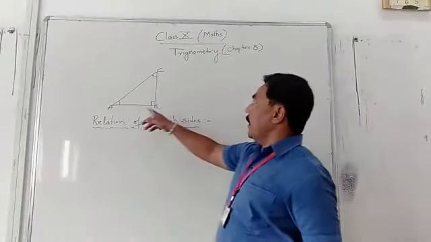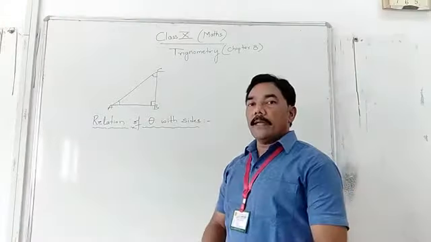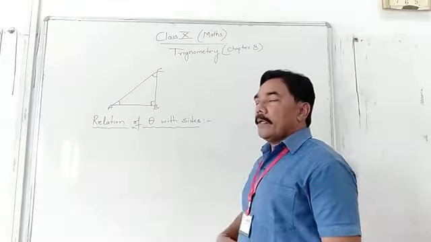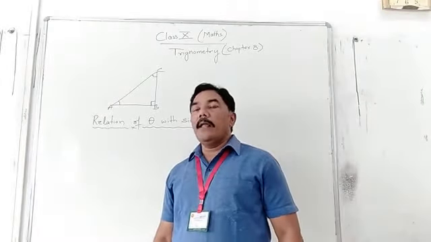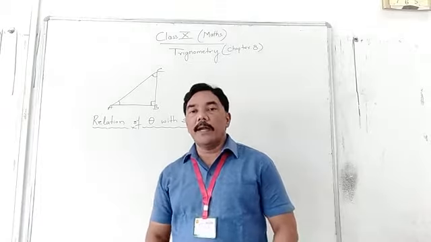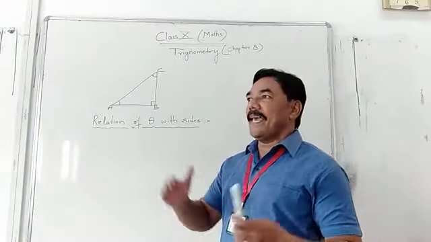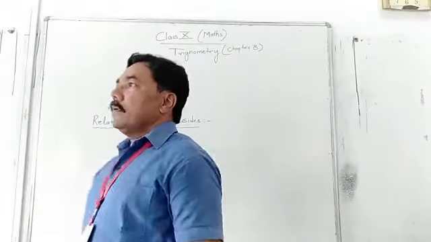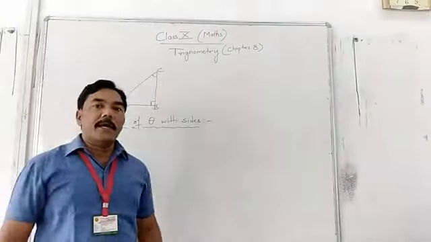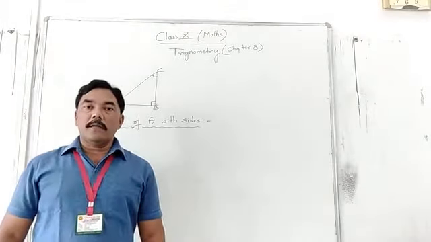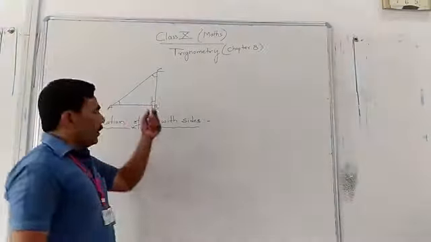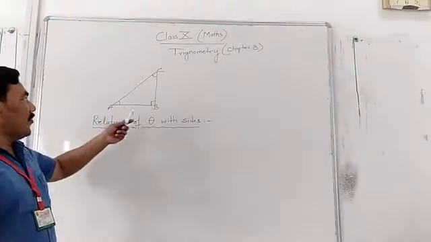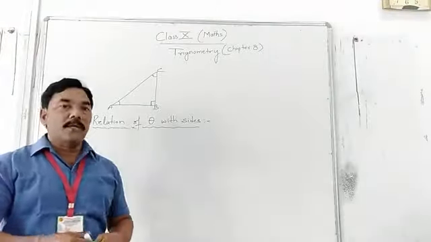Today I am going to teach you trigonometric ratios, in which I will tell you the relation of theta with the sides. In right angle triangle ABC, angle B is the right angle, and angles A and C are acute angles. Acute angles are angles greater than 0 degrees and less than 90 degrees. So in a right angle triangle, there will be two acute angles; in this figure, A and C are acute angles.